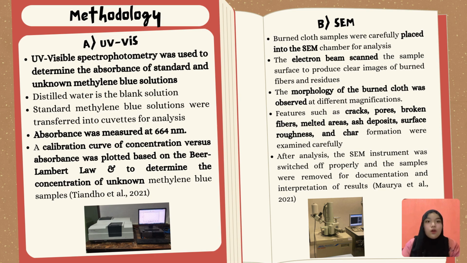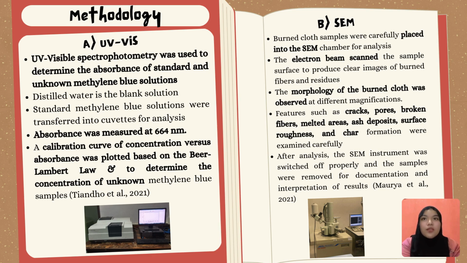Next, the absorbance was measured at 664 nanometers because methylene blue shows maximum absorbance at this wavelength. And then a calibration curve was plotted using the concentration against absorbance based on the Beer-Lambert law. Then, the equation obtained from the calibration curve was used to determine the concentration of the unknown methylene blue sample by substituting its absorbance value into the equation.